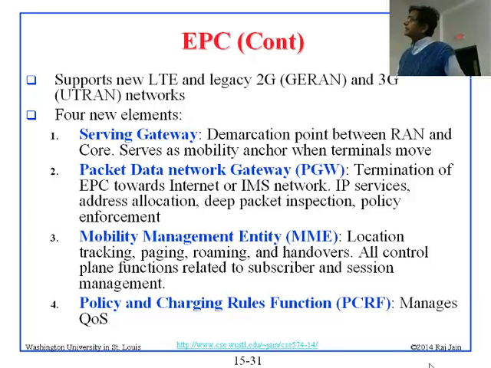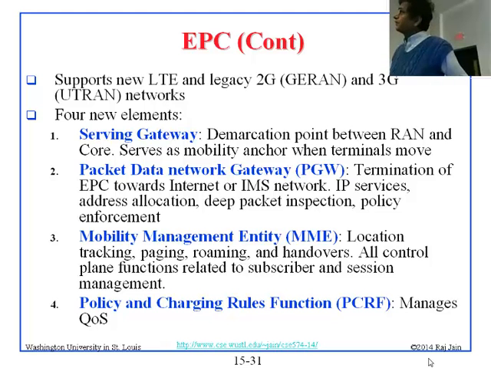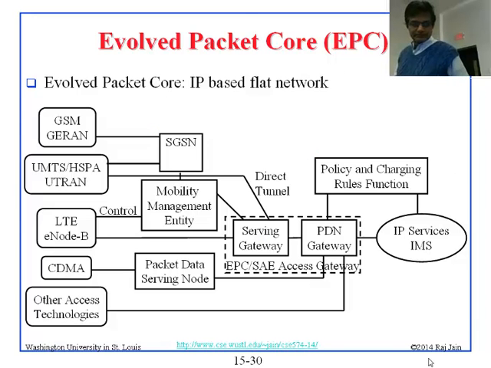Now, basically here we are just explaining some of the boxes which are here, and I'm going to explain them. So the boxes that are here are serving gateway. So this is the demarcation point between RAN and the core. So let's look at that picture. Serving gateway is here, and this is the RAN, the radio access network, and this is the core. All right, so not this whole thing is core. Okay, this is the core. So this is the one that connects the radio access network to the core.